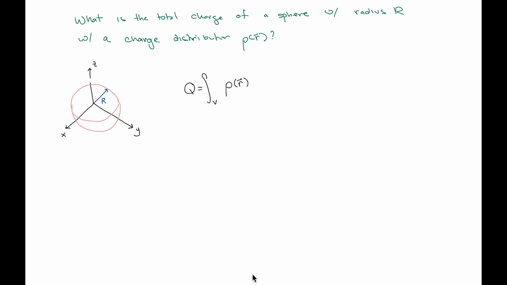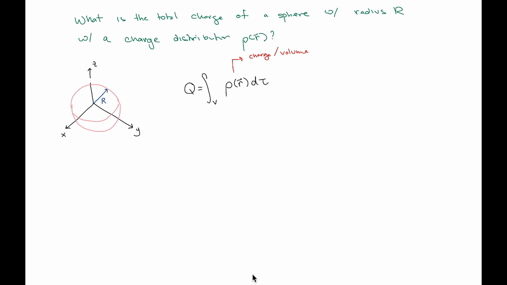Okay, and I'm going to integrate over the volume. If you remember, d tau was our little infinitesimal volume here. Okay, and this, if you remember, is our charge per unit volume. Okay, so that's the charge per volume. So that could be some function that depends on x, y, and z, or r. Okay, or it could be a constant. It just depends on the problem.